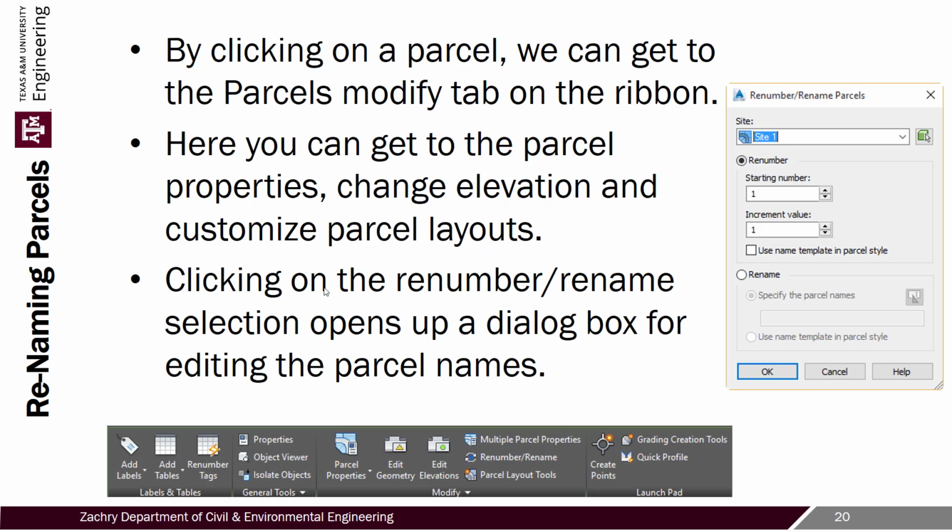If you select one of the parcels, what you'll notice is your ribbon is going to change into a ribbon specifically for parcels. That's called a contextual ribbon. And if you look, about midway through the selections is renumber and rename. If you click on it, it'll ask you for the site that you want to renumber, rename. Then it's going to ask for your starting number, and then it's going to ask for the increment that you want to use to renumber, rename.